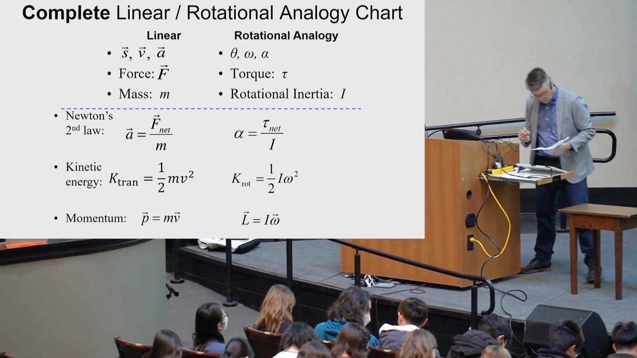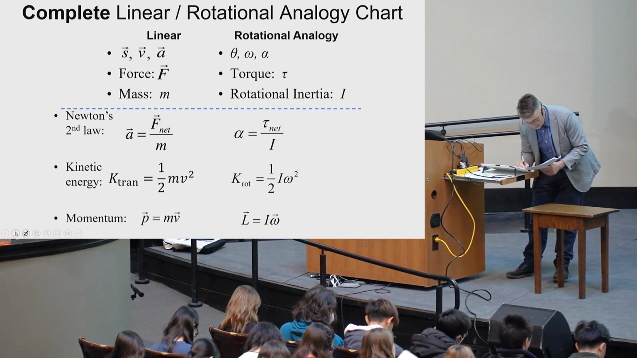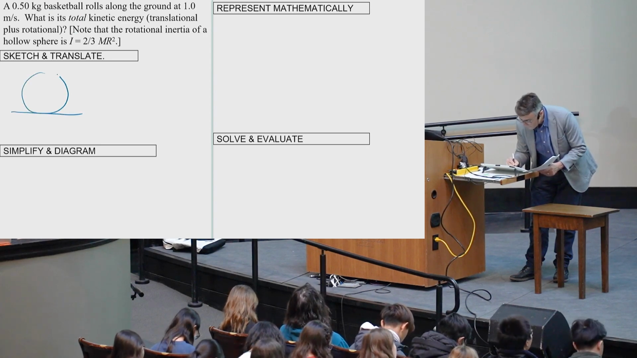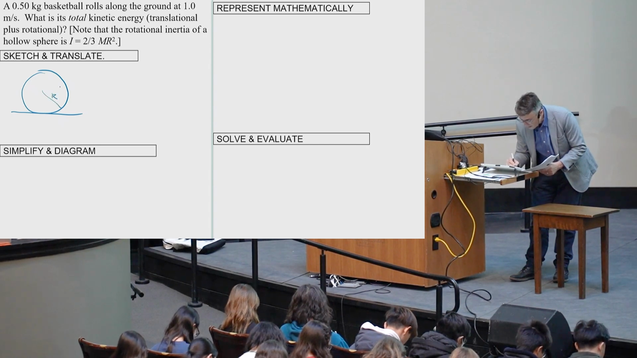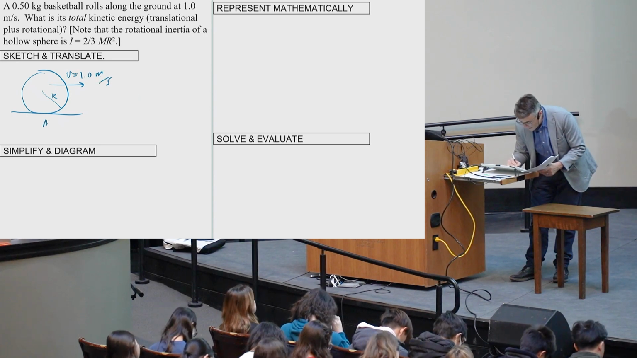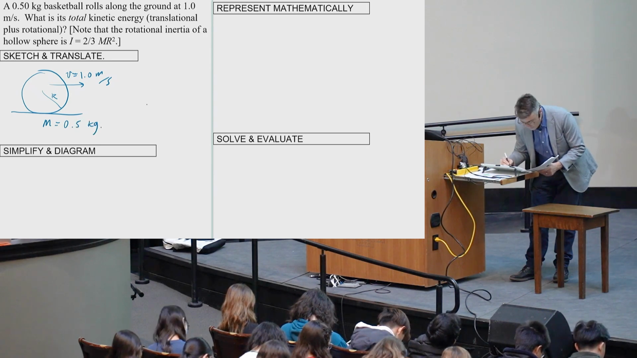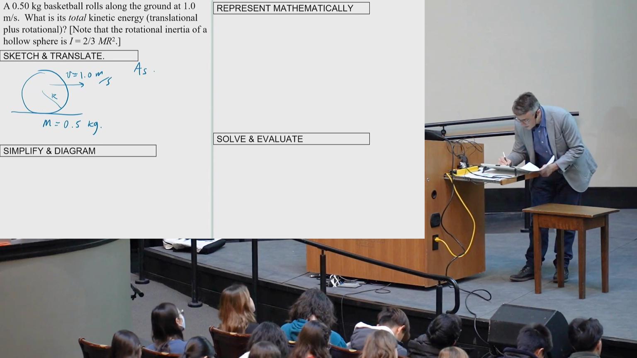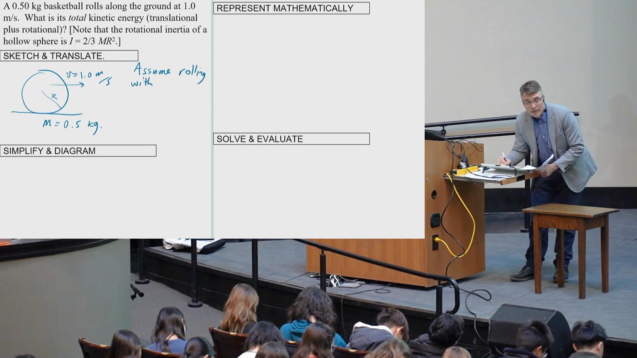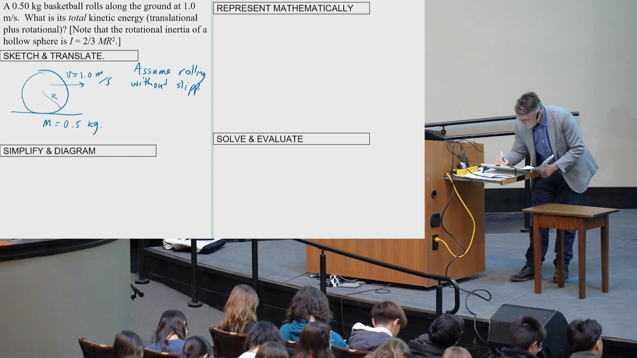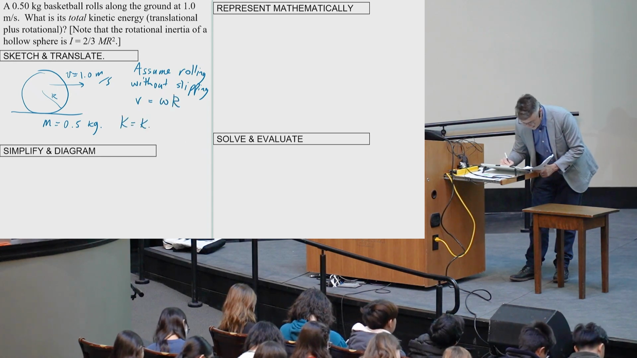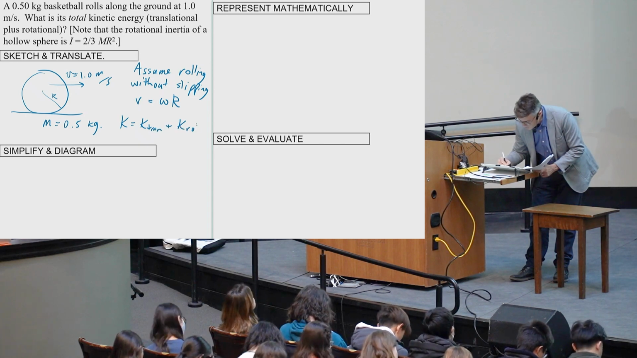So I'm going to do an example where I've got a basketball that's rolling, and I'm asking what's the total kinetic energy. A 0.5 kilogram basketball rolls without slipping along the ground. It's got some radius r, v is equal to 1.0 meters per second, and m is equal to 0.5 kilograms. So it says, what is the total kinetic energy? I'm going to assume rolling without slipping, so that'll give us a relation between omega and v. Remember, we can look that up on our aid sheet. Probably it's v is equal to omega times r. And K is equal to K translational plus K rotational.